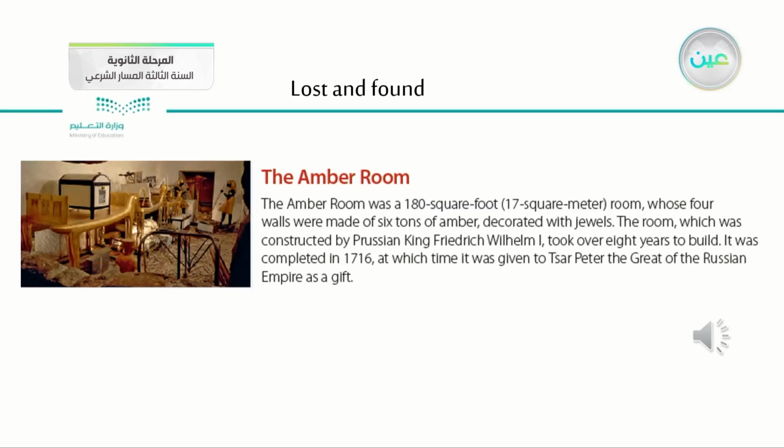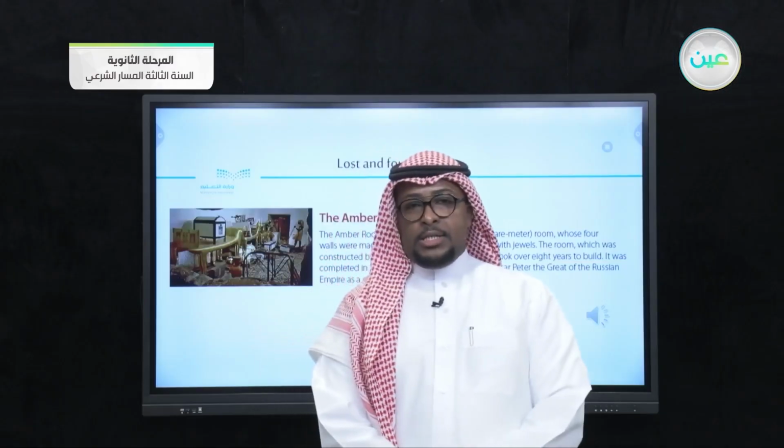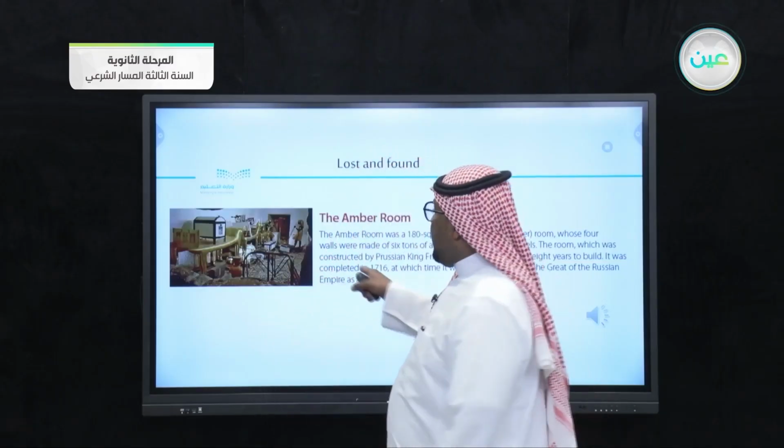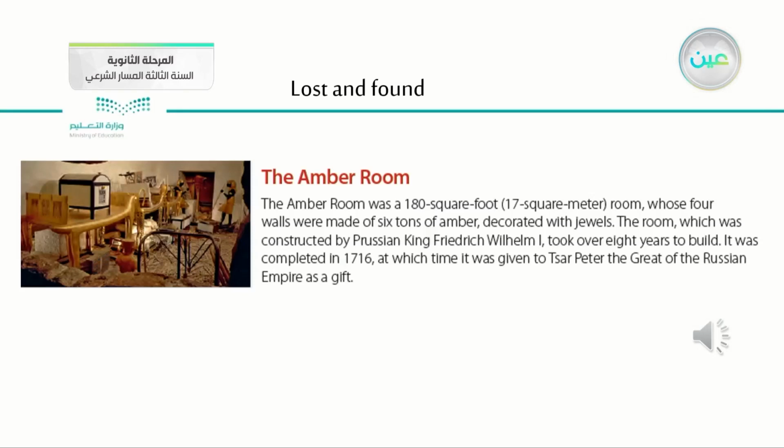Okay, guys, we listened to the Amber Room, and of course we'll discuss some of the information here. As you see in this picture, which is a luxurious picture related to the Amber Room. The Amber Room was 180 square foot, and its 4 walls were made of 6 tons of amber, decorated with jewels. The room was constructed by Prussian King Friedrich Wilhelm, so he is the one who built that room.